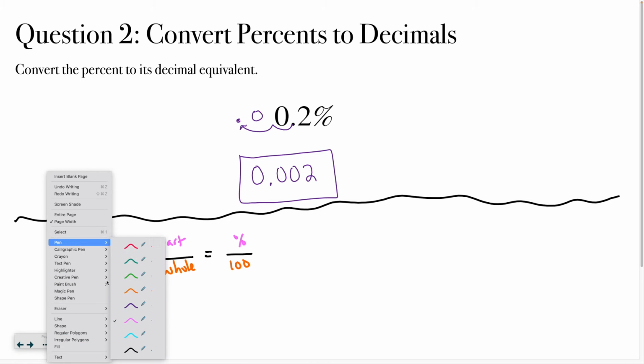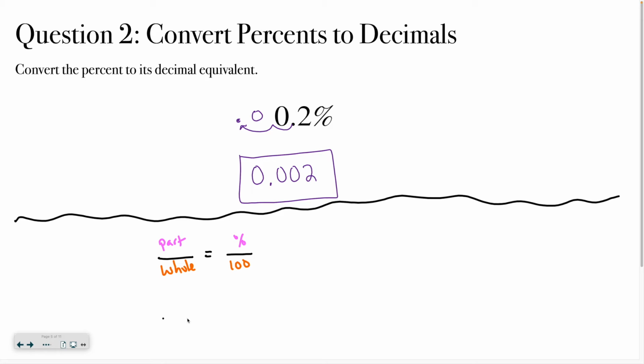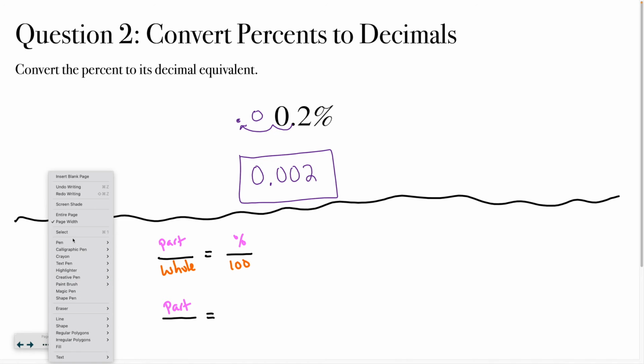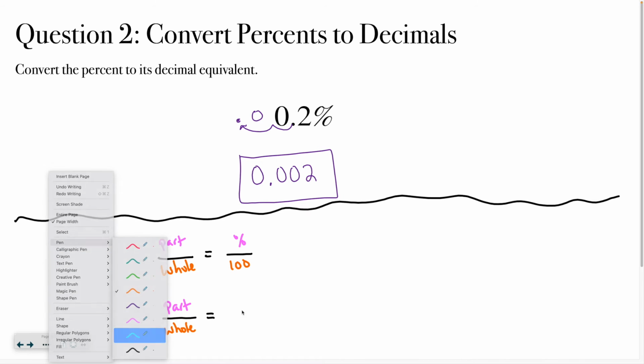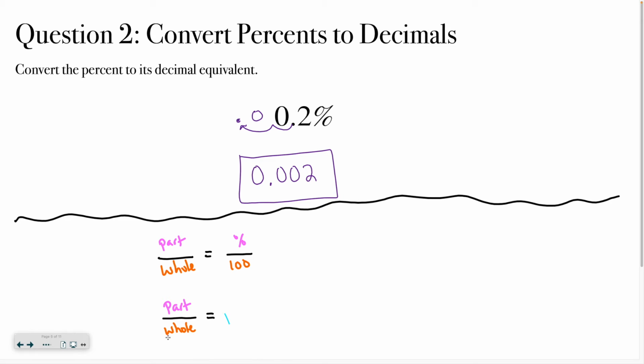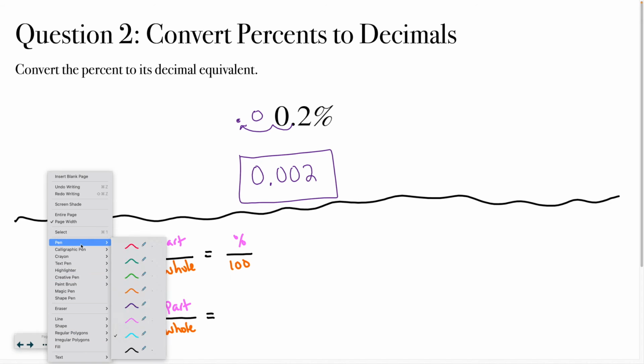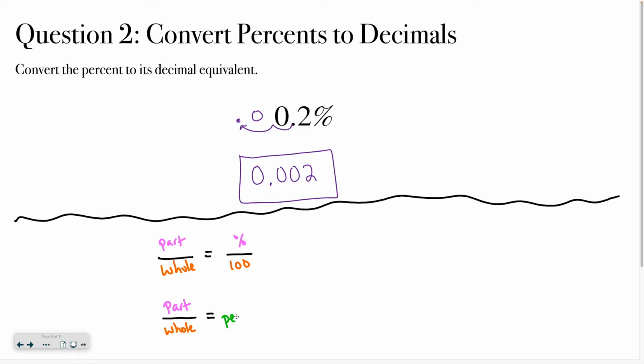So for the equation, we're going to write this slightly different, okay? I want to change just a couple of things. I am going to say part over whole equals my percent. Okay, I'm just going to change that second fraction to say percent.